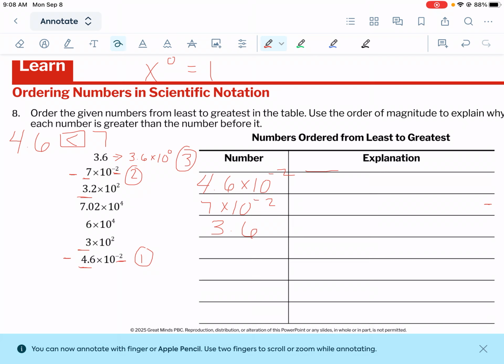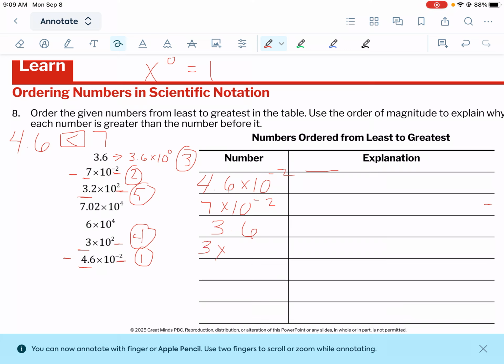Now, once again, these have the same exponential value, or the same order of magnitude. So now we focus on the A value, that's the number at the front, the 3 and the 3.2. Once again, you're just going to determine which one is greater than or less than the other one. 3 is less than 3.2, so that would go next. That would be our 4th value in the chart. And then 3.2 times 10 squared will be our 5th value in the chart.